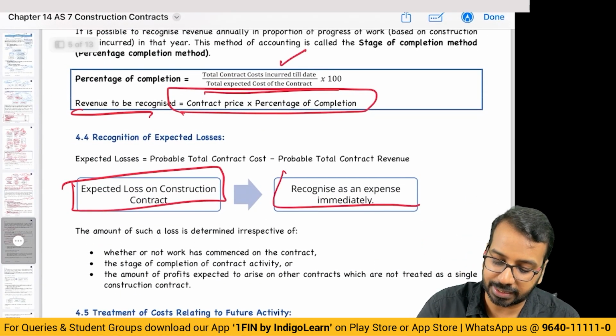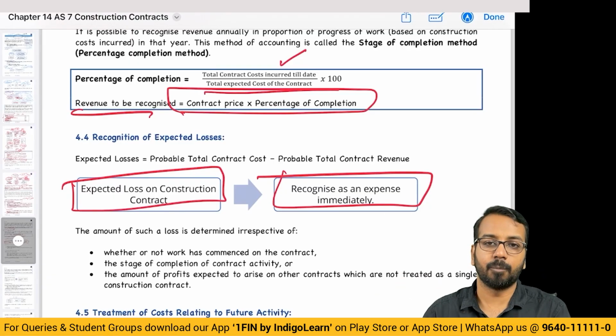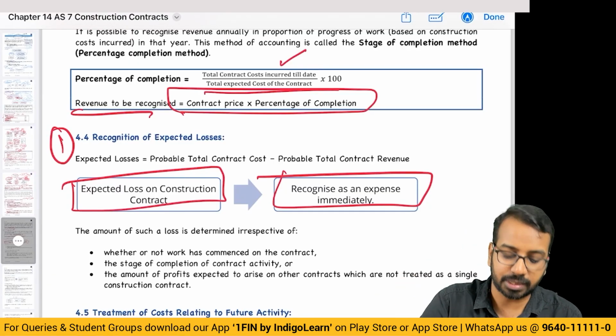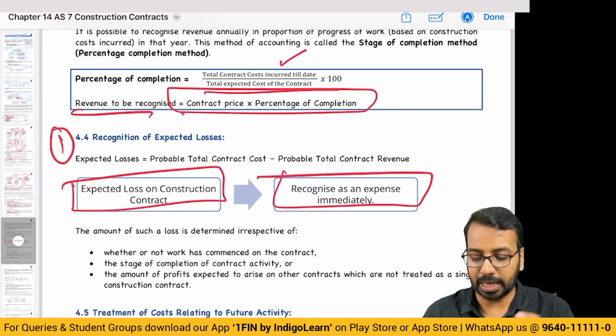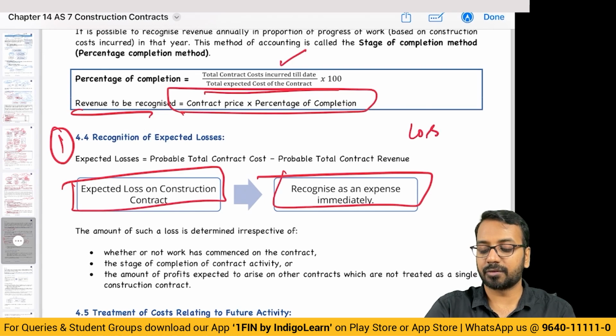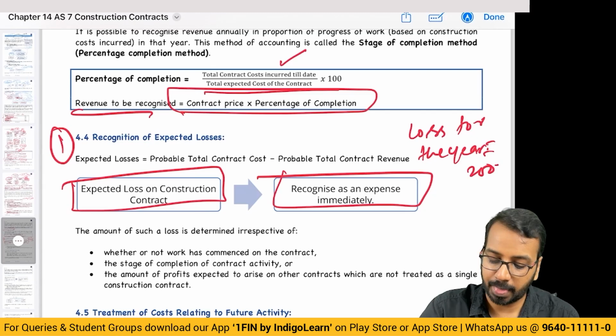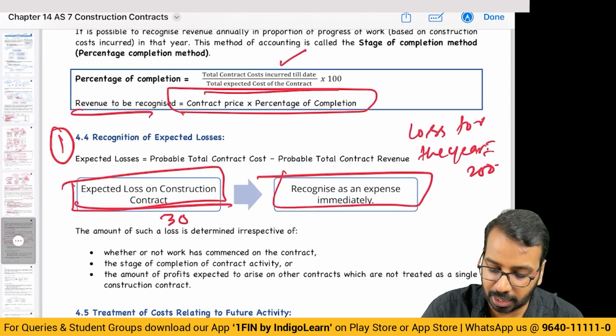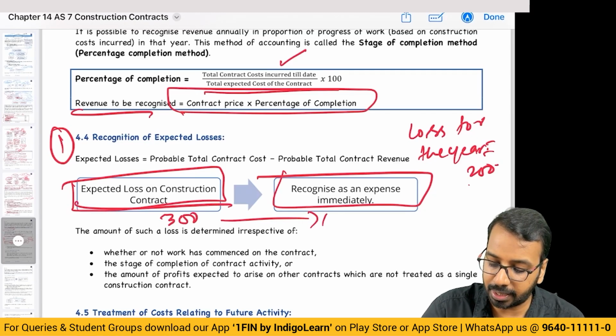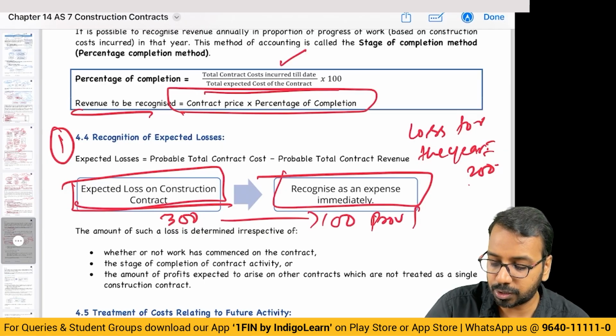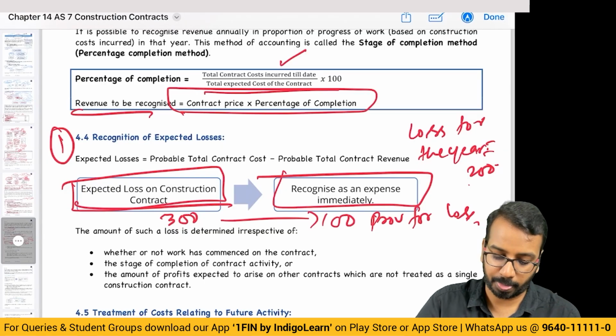Expected loss on contract is recognized as an expense immediately. Okay, this is the first step in your calculation, so that finally when you get to the loss for the year, let us say it is 200 and expected loss is 300. 200 minus 300, this 100 should be provision for loss.